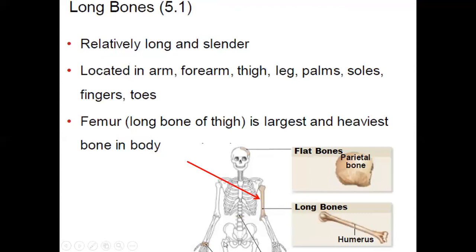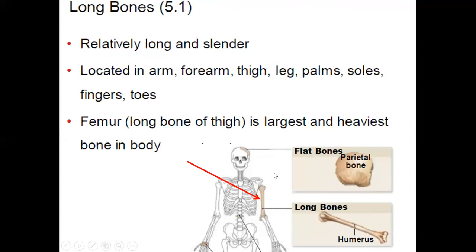So this bone that you can kind of see right here is the upper part, the proximal portion of the femur. Remember, proximal and distal are related to points of attachment, right? So this is the proximal portion, or proximal end, of the femur.